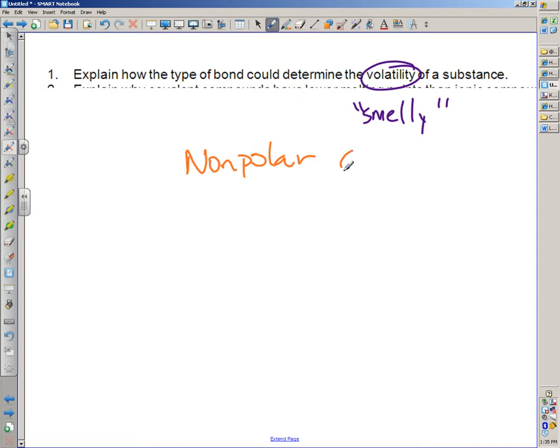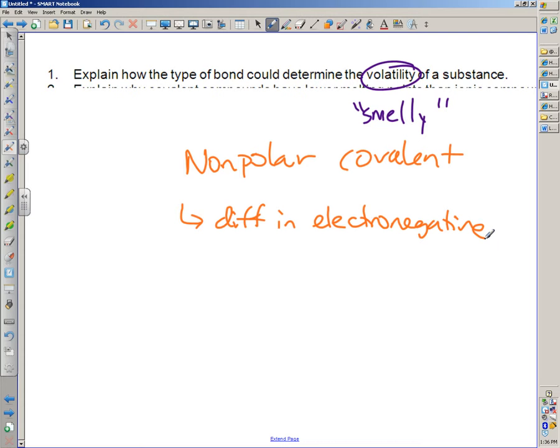Non-polar covalents, right? What did we say makes something non-polar covalent? Let's talk about that first. Eddie, go ahead. If the difference between the two substances is less than 0.4. Difference in what? The difference in their electronegativity. Difference in electronegativity is low. And we said that was between 0 and 0.4.